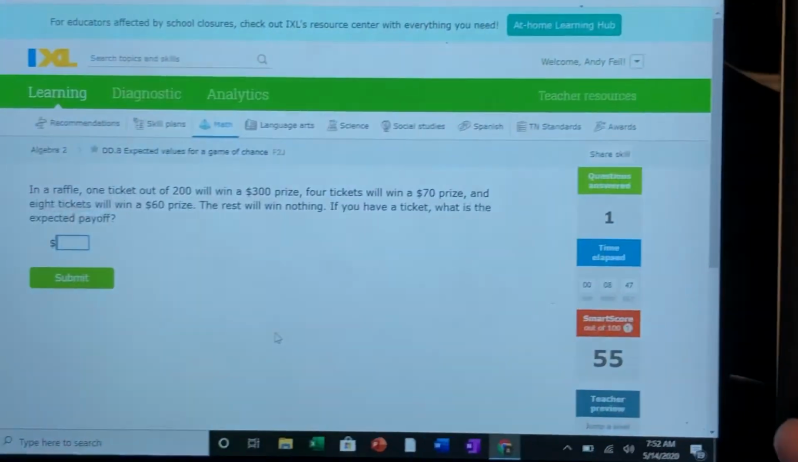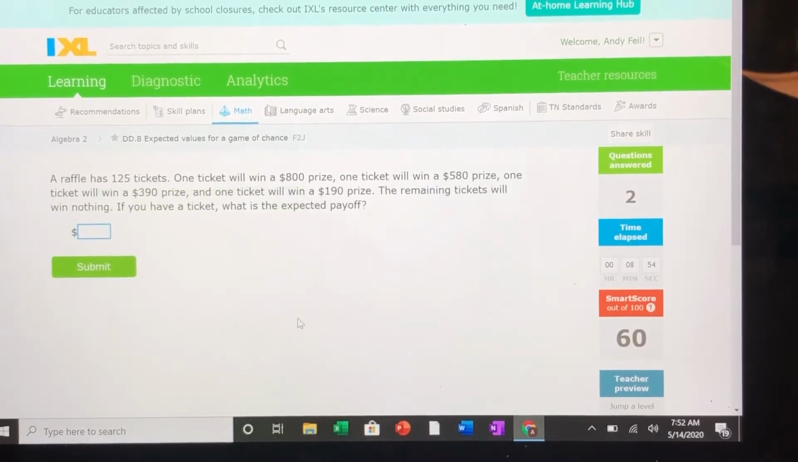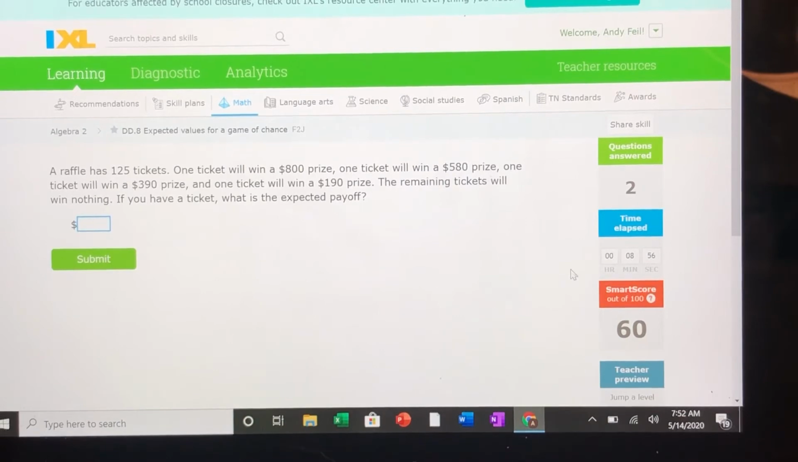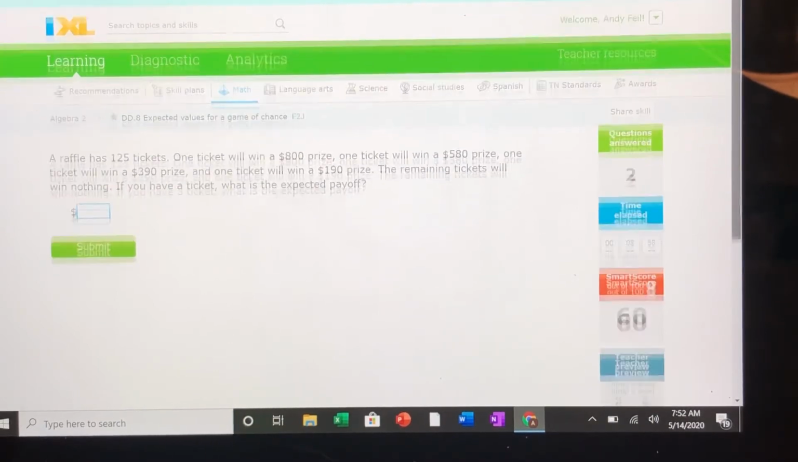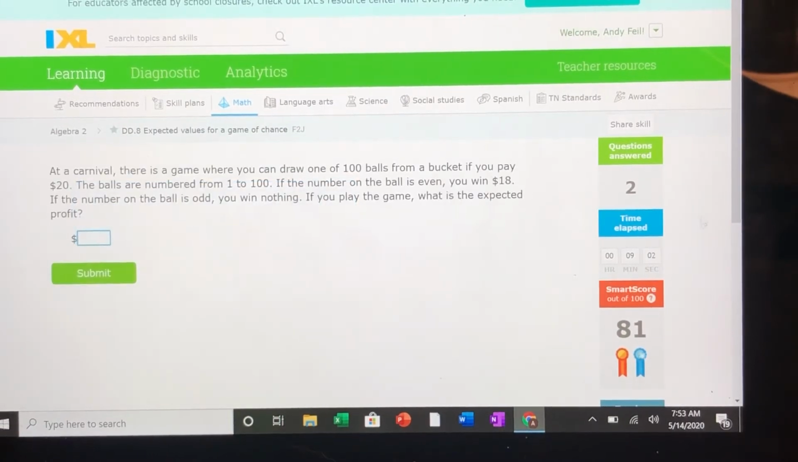Okay, so let's type that in. $5.30. There we go. Okay, let's jump up another level. All right, we're at 81. So let's see, this will be our last one.